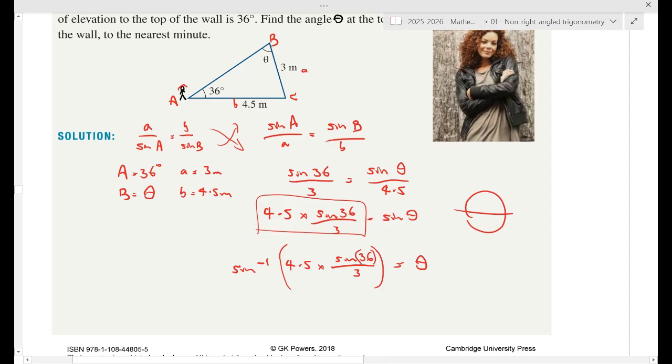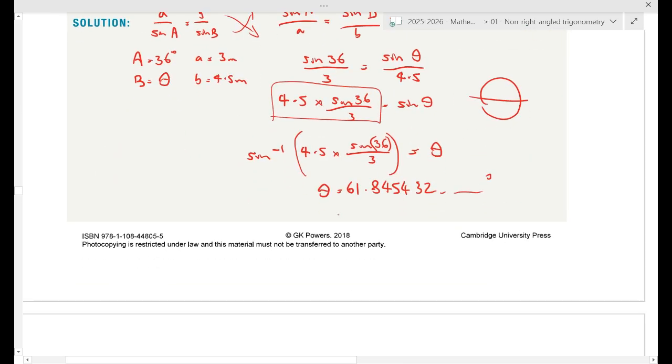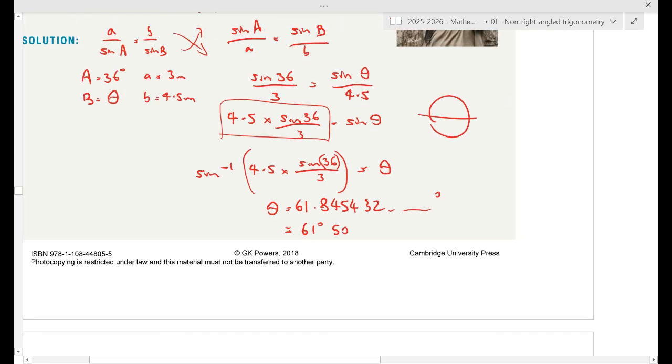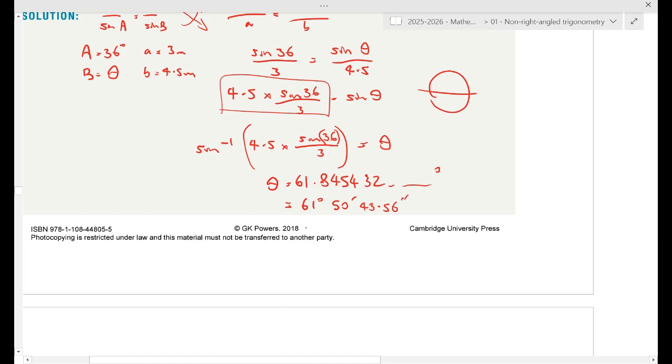Okay, so when we do that, we hit equals, and it will give me 61. So theta equals 61.845432. Okay, but this is an angle, and it wants us to find it to the nearest minute. So we're going to press the degrees-minutes-seconds button, and it's going to say 61 degrees, 50 minutes, 43.56 seconds, and we need the nearest minute, so it is 61 degrees, 51 minutes, because the 43 makes us round up. And that's the answer to that.